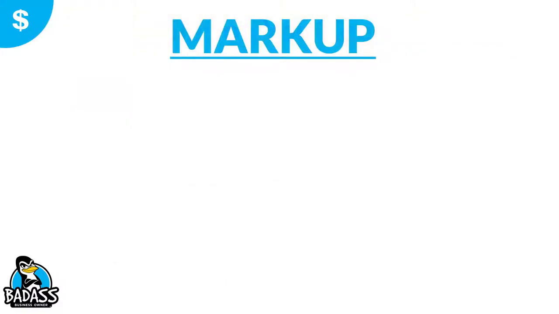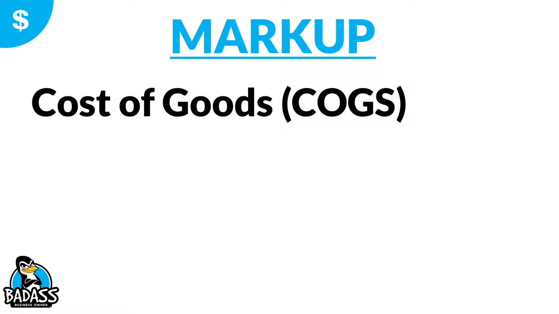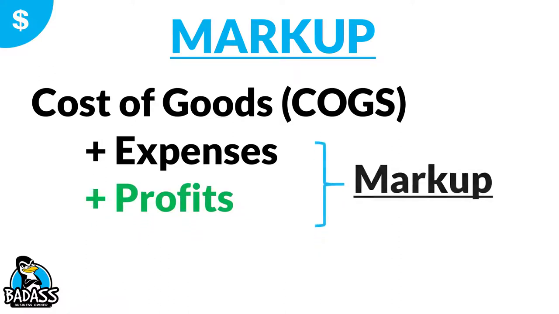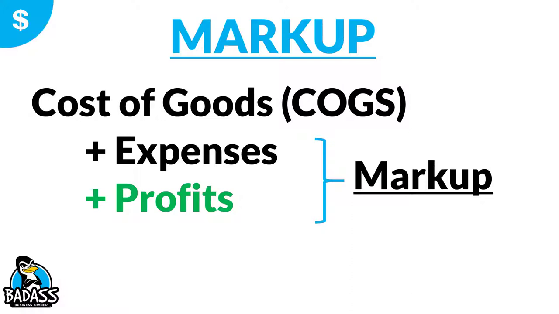You're probably wondering, what on earth does this have to do with markup? Well, simple. We take those same four things and we just rearrange them a little bit. So we start off with your cost of goods, and then from there, we add your expenses and we add your profits. Now, it's these two items, your expenses and your profits, that are actually your markup.